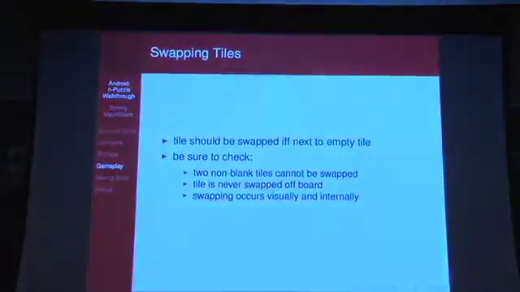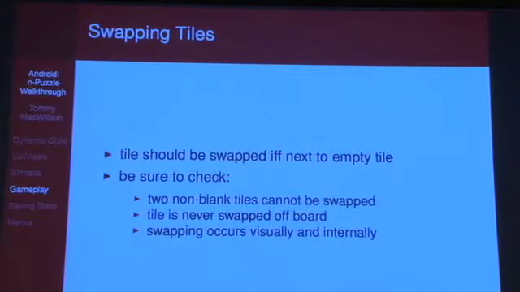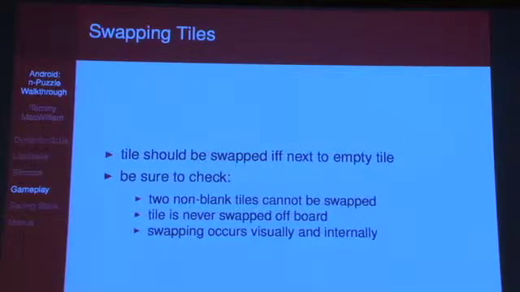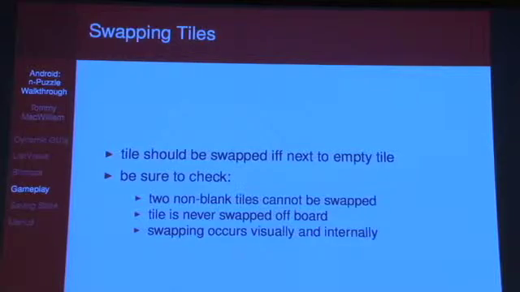So now let's take a look at how we're going to swap tiles. The game says that the tile should be swapped if and only if it's next to an empty tile. So two numerical tiles that are next to each other shouldn't do anything when I tap either one of them. You can also make sure to check corner cases like swapping a tile off the board, which is pretty unfortunate and hard to recover from. And make sure that not only do the images change in your visual representation of the board, but those elements also change in however you're representing the state of the board internally.